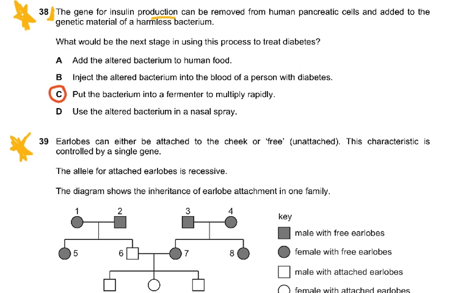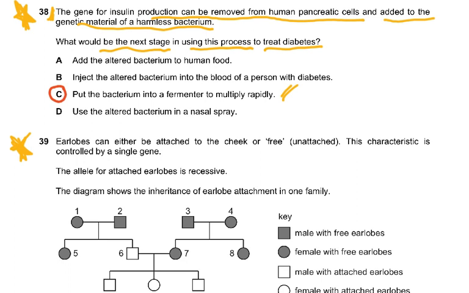Then let's come to question number 38. The gene for insulin production can be removed from human pancreatic cells and added to the genetic material of a harmless bacterium. What would be the next stage in using this process to treat diabetes? Put the bacterium into a fermenter to multiply rapidly and produce insulin. So they gave you this first step. It says the gene for insulin can be removed from human cells and then added to the genetic material of a bacterium.